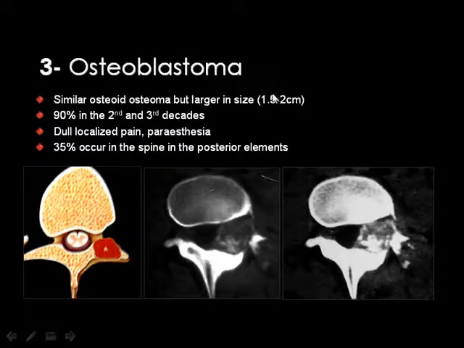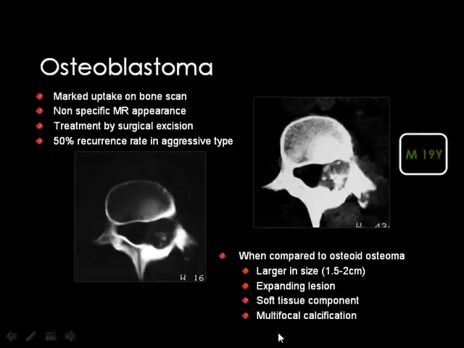Osteoid osteoma is less than 1 centimeter or less than 1.5 centimeter, but the osteoblastoma is larger. Then this is the age, and many of the lesions occur in the spine, especially in the region of the pedicle and the posterior elements. The lesion is expanding. It contains matrix calcification like the osteoid osteoma, but it is sizable, and the calcium is not central. In osteoid osteoma, the calcium is in the center of the osteoid osteoma, but in osteoblastoma, the calcium is distributed in the tumor.